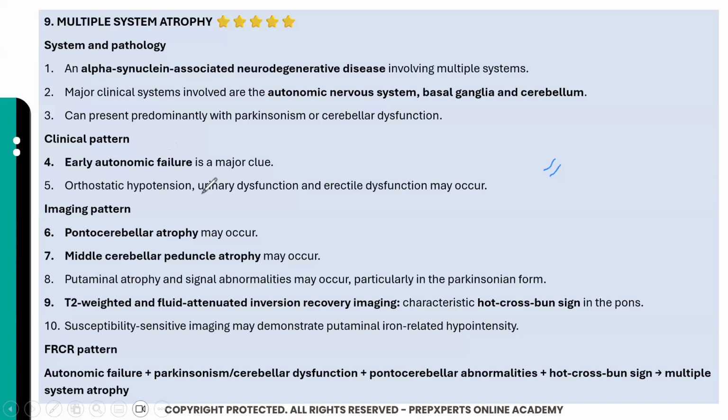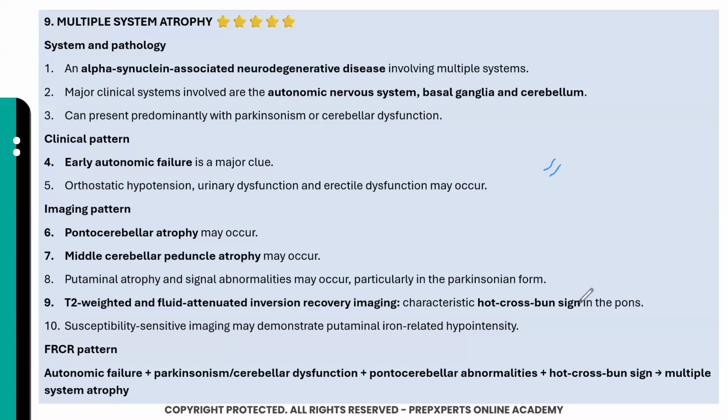Early autonomic failure, orthostatic hypotension, urinary dysfunction, erectile dysfunction can occur. Pontocerebellar atrophy may occur. Middle cerebellar, we discussed in supranuclear palsy, midbrain, superior peduncle, multiple system atrophy, pontine, middle cerebellar peduncle. Putamen atrophy and signal abnormalities may occur in the Parkinson form, T2 weighted and FLAIR. Characteristic hot cross bun sign. So to review, hot cross bun sign in the pons, which is the characteristic sign for multiple system atrophy, you need T2 and FLAIR. Susceptibility sensitive imaging may demonstrate putamen iron related hyperintensity as well.